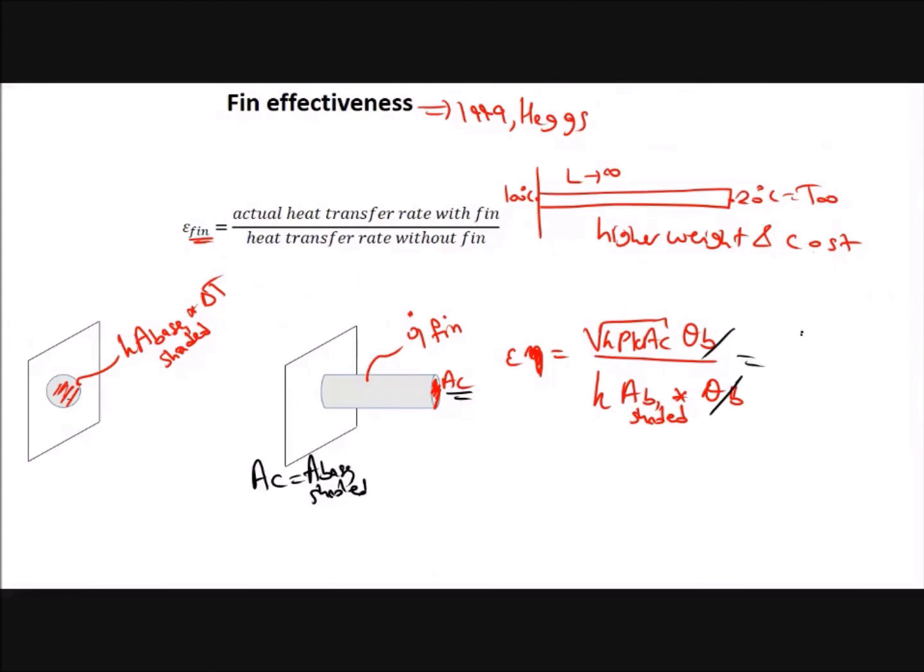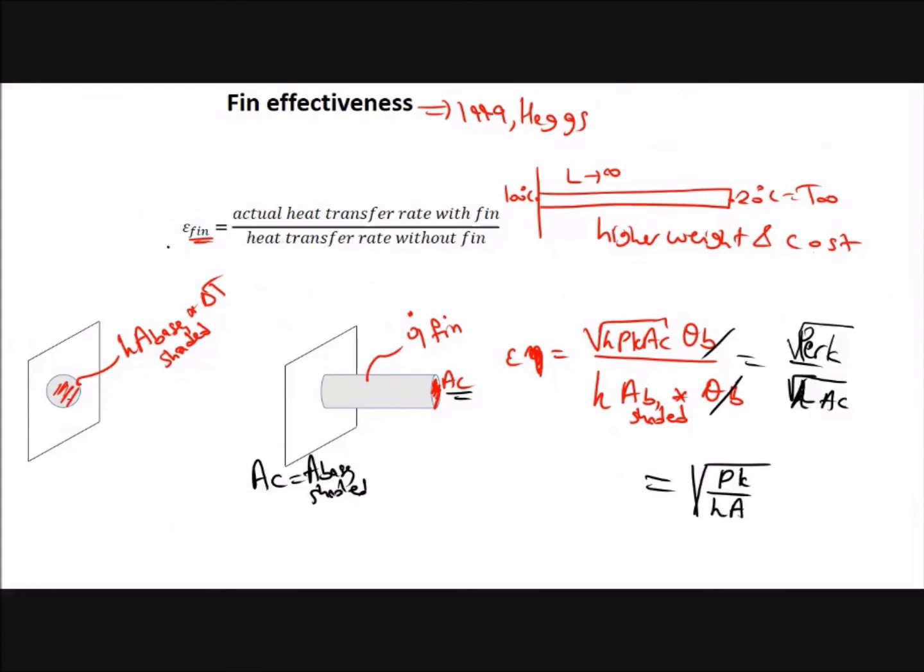So you will have 1 by the square root of h Ac, and so you will have 1 by h, which is the ratio of this h. You will have the Ac, because Ac and Ab are the same, and you will have the perimeter under the square root, and you will have the k. Let's write it in a neat way: the square root of P times k divided by h times A.